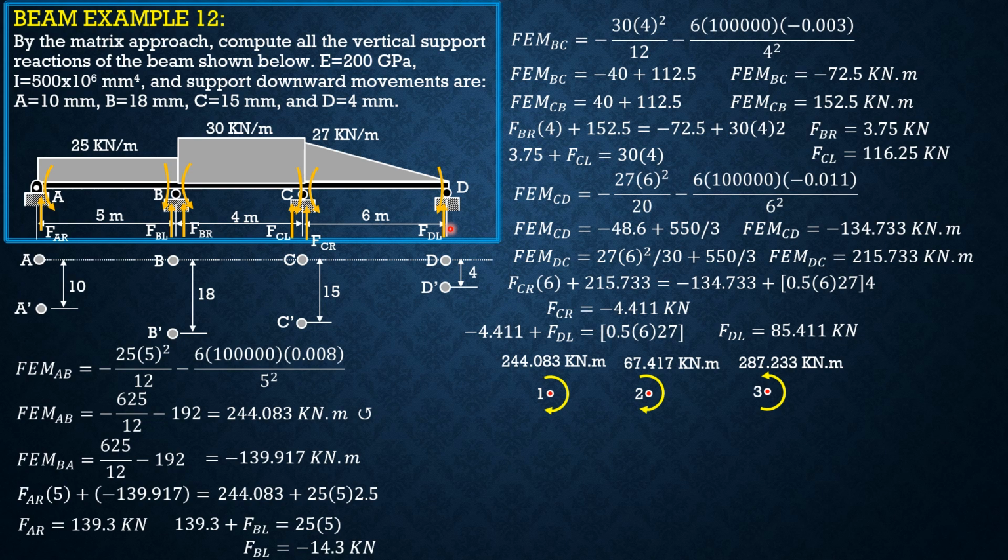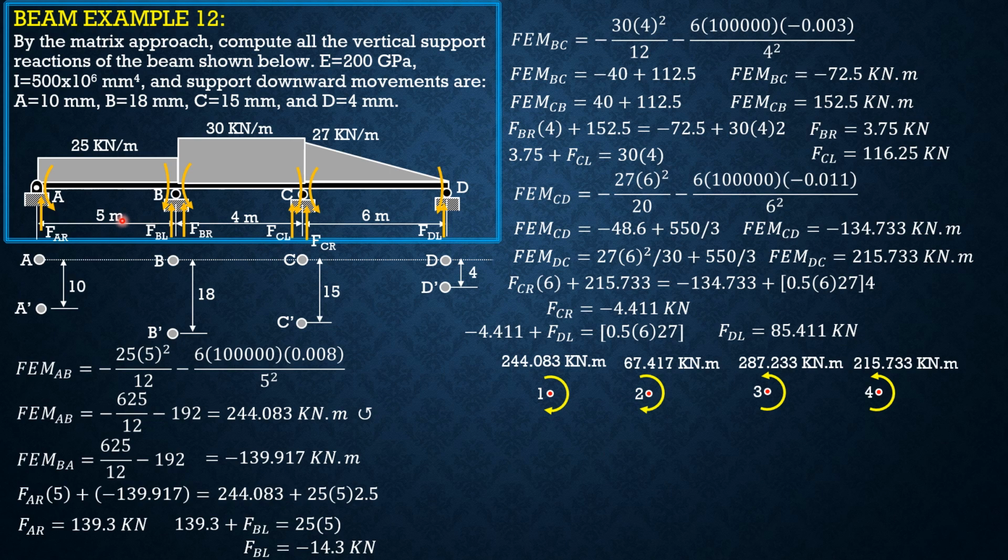So this is fixed moment DC, 215.733 minus 0. So 215.733 minus 0 is 215.733 positive, so it is counterclockwise, opposite to that. So these are the nodal forces. Then let's set up, this is negative, negative, positive, positive.